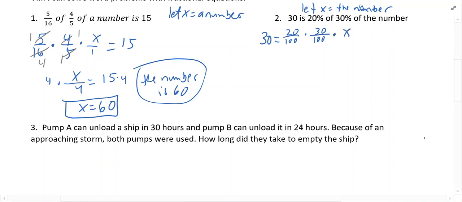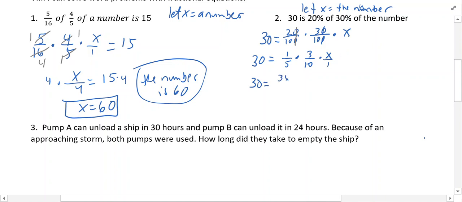Again, you reduce your fractions. Here the zeros can cancel out, which leaves us with 2/10, which I can further reduce to 1/5. Here I'm going to bring down my multiplication sign. Then I can simplify 30 over 100 to 3/10, and then times x. Again, if you want to put the 1, that's fine. My next step is to multiply the numerators. 1 times 3 times x gives me 3x. In the denominator, I have 5 times 10 times 1, which gives me 50.